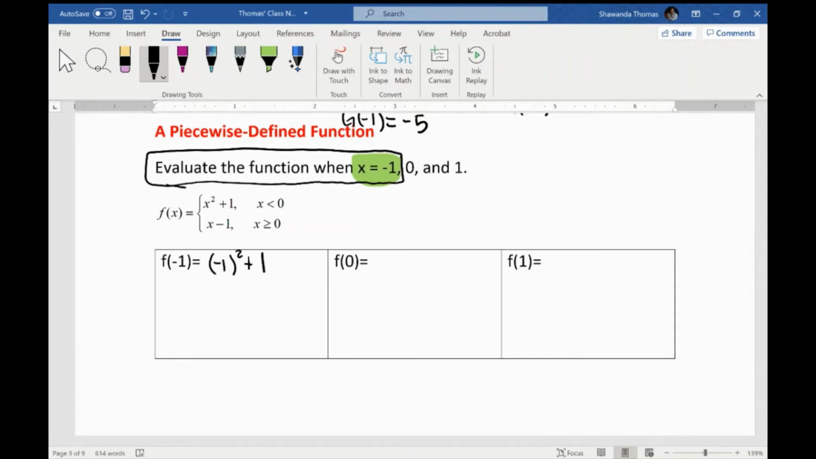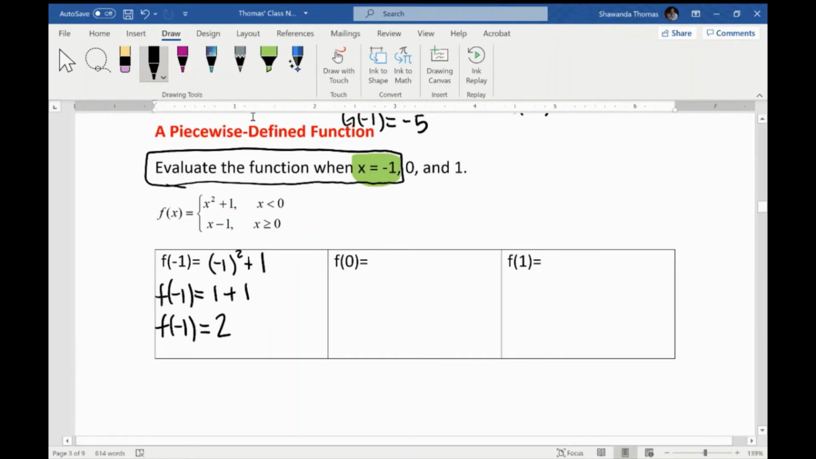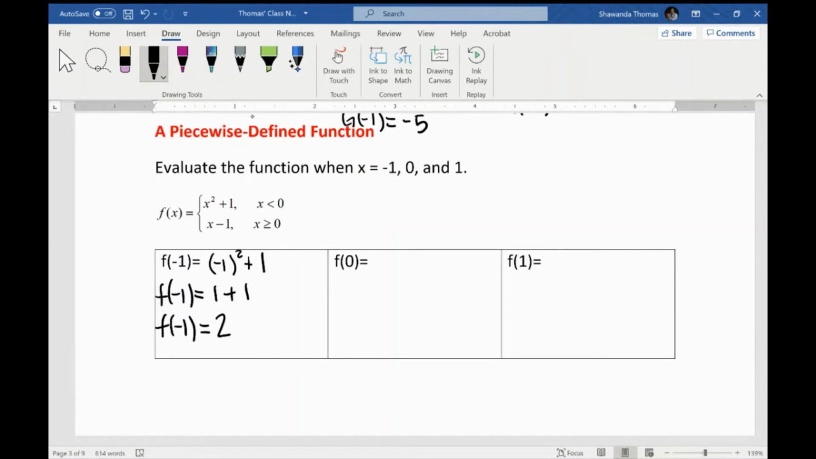All right, so we're going to work on our simplification. So f of -1 equals -1 squared is 1. 1 plus 1. So what is f of -1 equal to? 2. Done. All right. So if you have a question about that, let me know right now. We're going to move on to the next one if you don't.